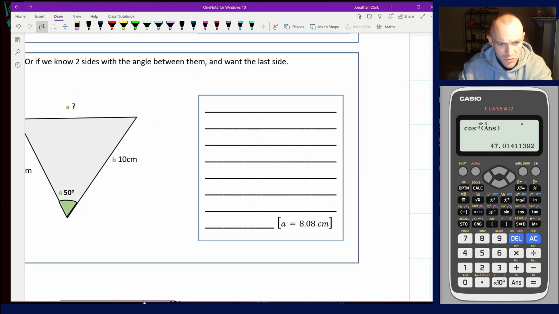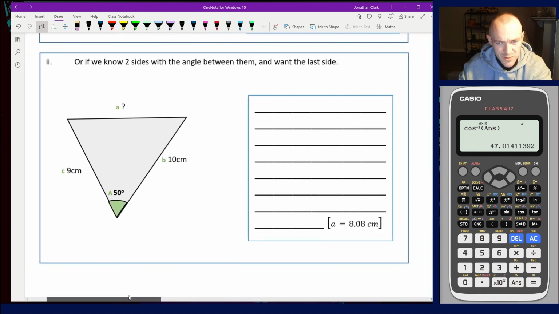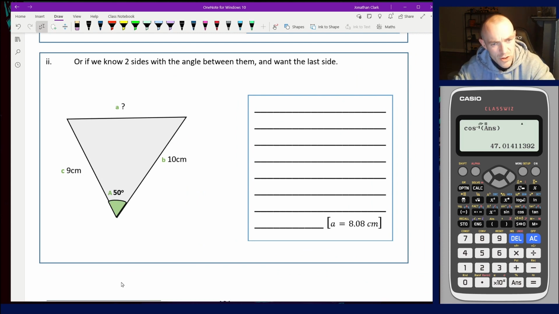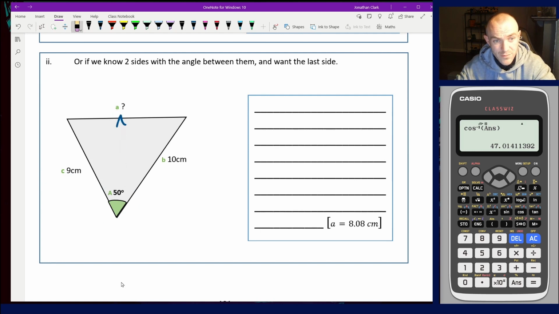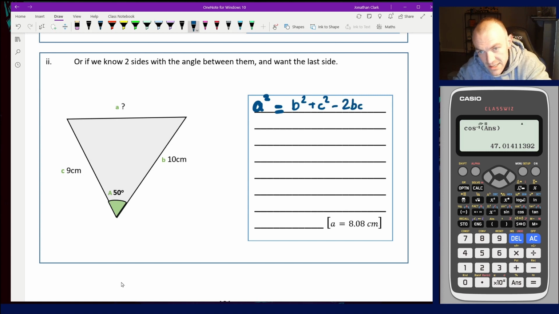Let's also use the cosine rule in this type of situation where we know two sides, and we also know the angle between them. And we're going to try and use this information to find the last side of the triangle. So this time I'm going to write down the version of the cosine rule where a is the subject of the formula. So it's a squared equals b squared plus c squared, Pythag, take away 2bc times cos of A.